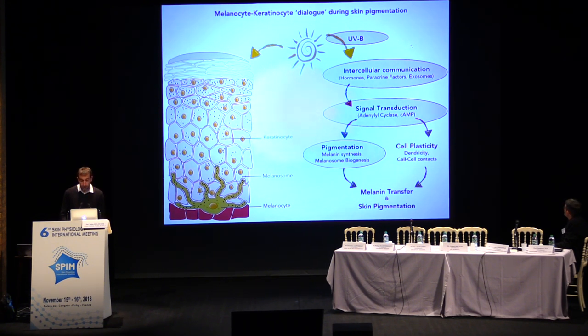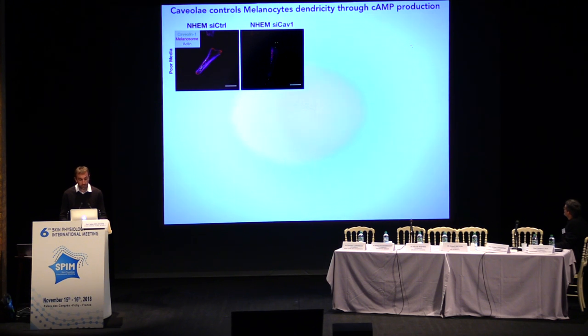So our first approach was to grow melanocytes in different types of medium. The first medium is what we call a poor medium, meaning a medium where you have no factors that are susceptible to stimulate the melanocyte. What we can observe is that in control or caveolin 1 depleted condition, they are kind of elongated and almost indistinguishable from each other.